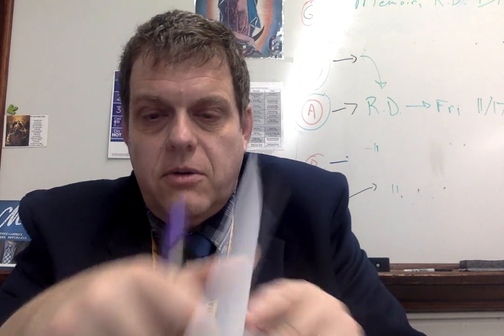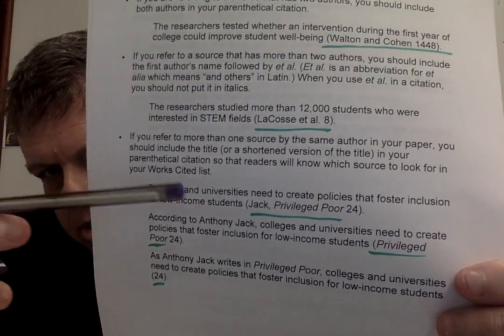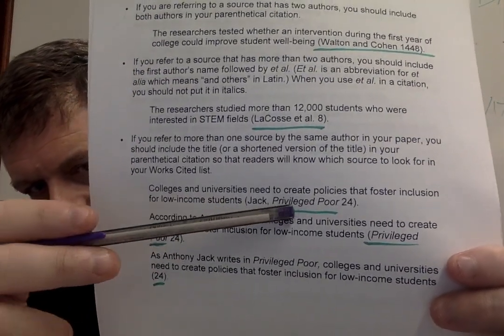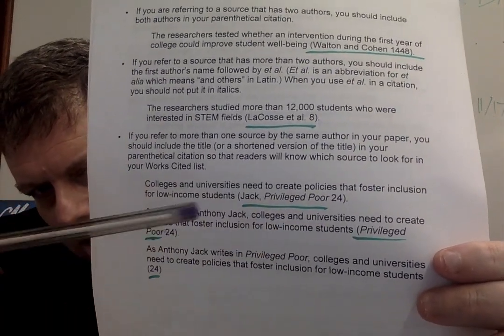So, once again, if you're referring to more than one source by the same author in your paper, that's going to happen now and again, especially if you're doing economics or scientific papers. Okay? Include the title in the parenthetical citation so readers will know which work to look for in your works cited list. So, okay, Mr. Jack here. Here's some examples where they do that. Jack in Privileged Poor, page 24.